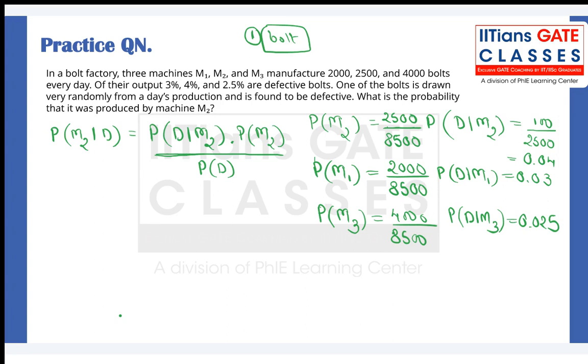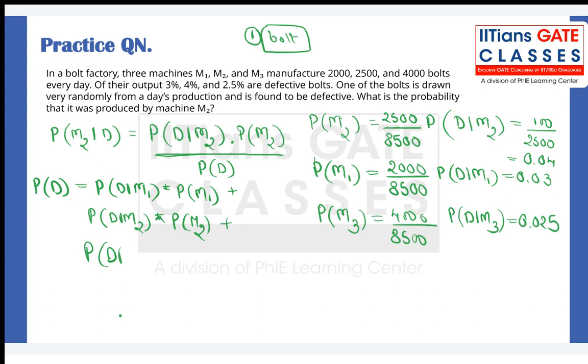So you only have to calculate the probability that it is defective. For that you can say the probability that it is defective given it is machine 1 multiplied by the probability that it is machine 1, plus the probability that it is defective given it is machine 2 multiplied by the probability that it is machine 2, plus the probability that it is defective given it is machine 3 multiplied by the probability that it is machine 3. With this you can plug in the values and get the answer. This was asked in one of the GATE CS exams. From there only it has been taken.